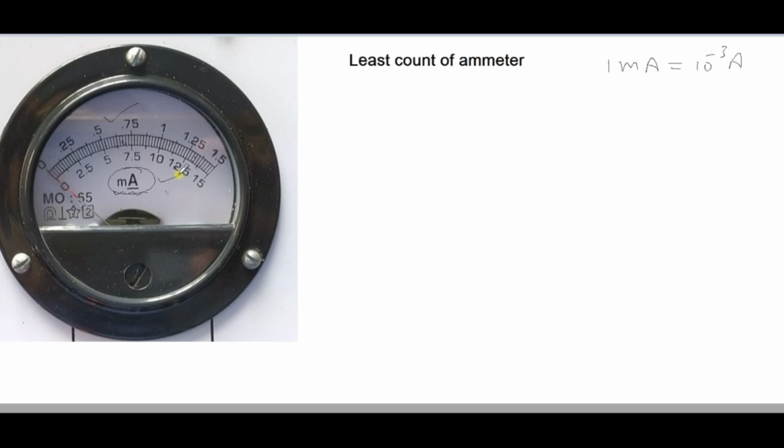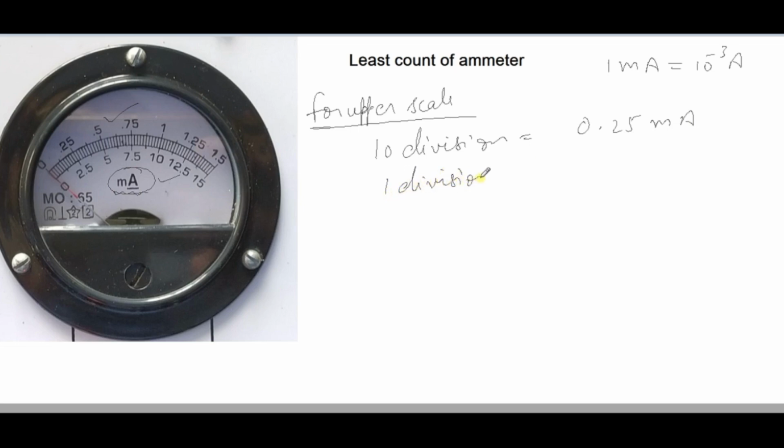Now we will show you the least count for both the scales. First of all, we will find out the least count for the upper scale, which is of 1.5 milliampere. Here in this scale, we can see 10 divisions are showing the value 0.25 milliampere. So the value of one division will come out to be 0.025 milliampere. So the least count of the scale came out to be 0.025 milliampere. Now this scale was of value 1.5 milliamperes.